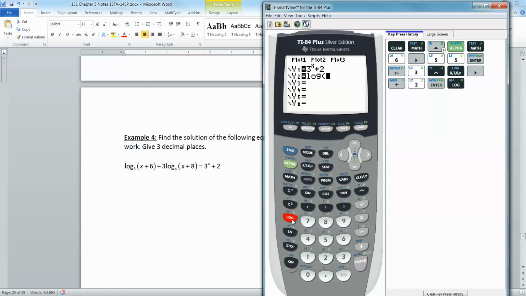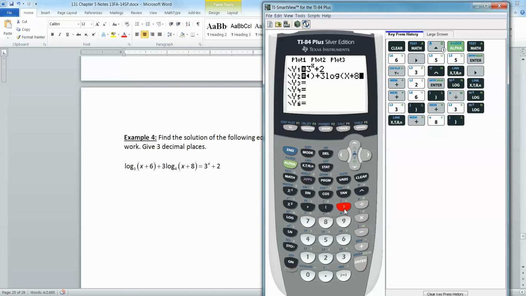So I'll do log(x plus 6), close my parentheses, divided by log(3), close my parentheses, plus. That was all that first logarithm, right? Log of x plus 6 divided by log of 3 gets me the first part, plus 3 log(x plus 8), close parentheses, divided by log(4), close parentheses. So it's kind of tedious. You can do it, but it's kind of long.